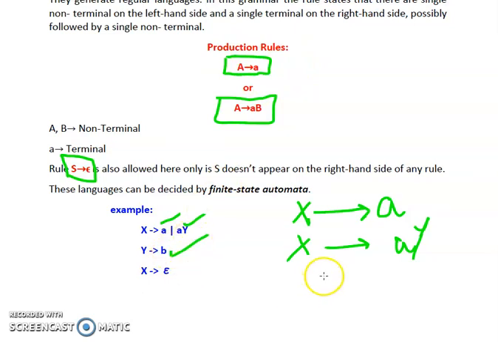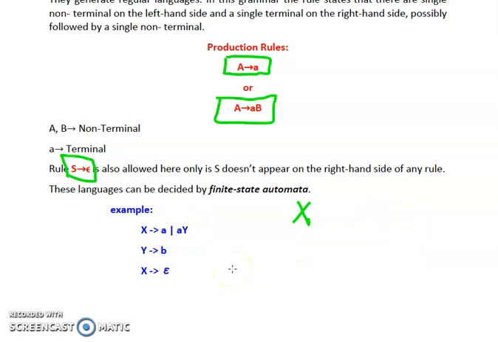Now let's see the last rule. In the last rule we have an epsilon on the right hand side. That means this is not according to the first and second production rule. It is according to the third production rule. Now the third production rule says that the rule S tends to epsilon is allowed only if S doesn't appear on the right hand side of any other rule. So X is present over here.